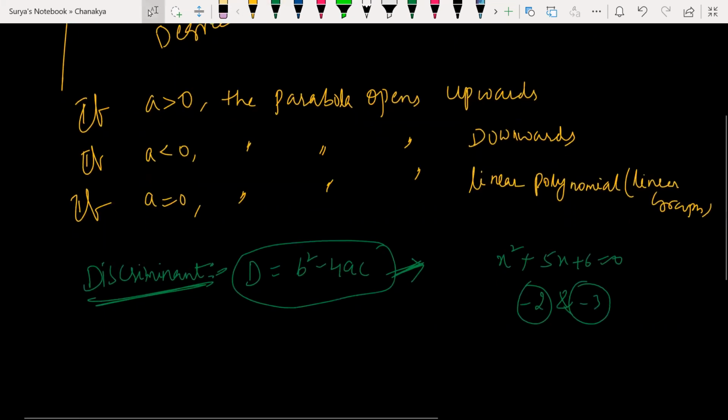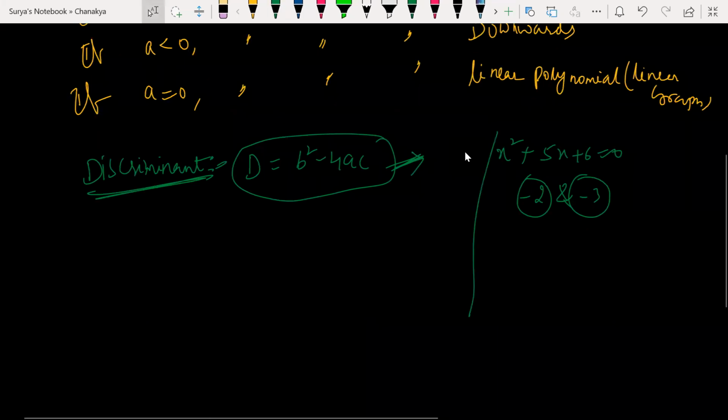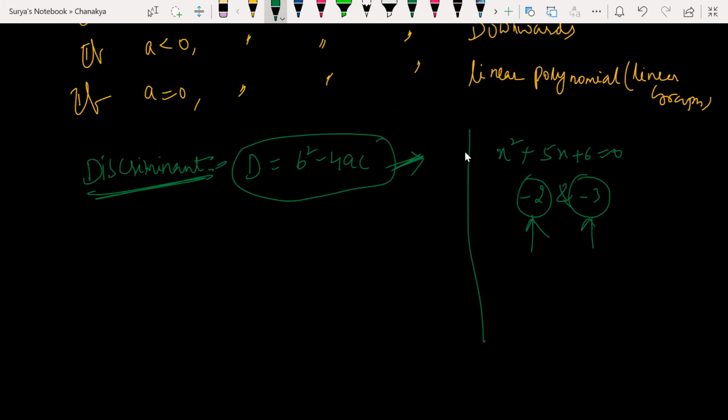What is the nature of these roots? Nature of the roots means the roots which we are going to get after solving a particular quadratic equation, whether they are going to be real roots or imaginary roots.